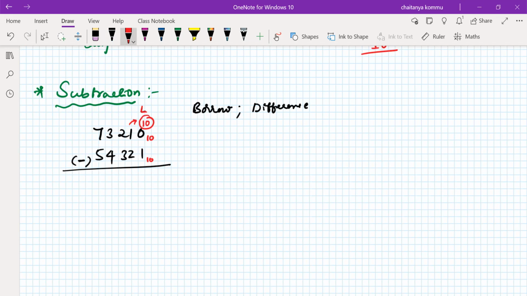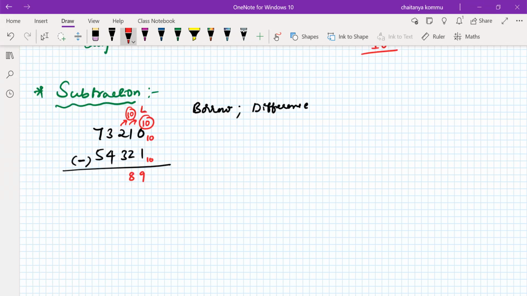10 minus 1, what does it become? 9 is the answer here. Then here 0 is there. 0 minus 2, is it possible? No, we have to take another number from here. So this becomes again 0, and 10 minus 2 is 8.